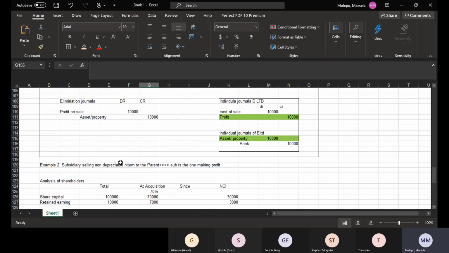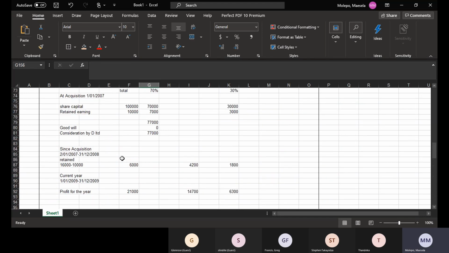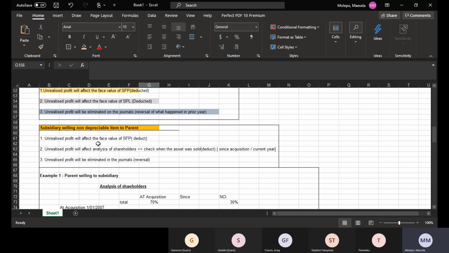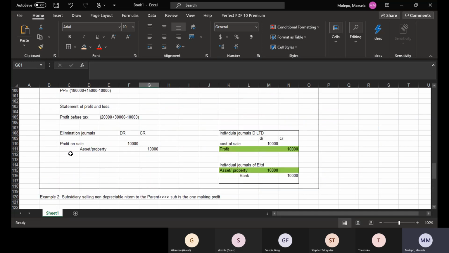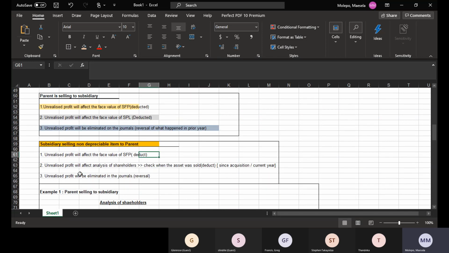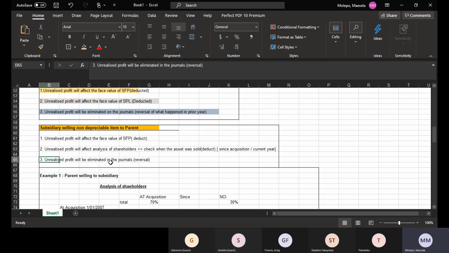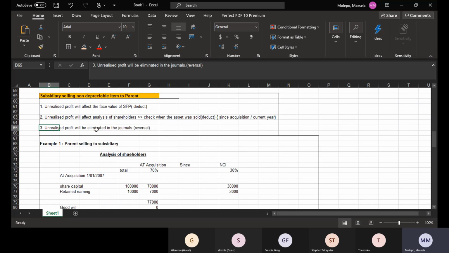So this is bullet point number one, the one I said when the subsidiary is selling to the parent, the unrealized profit will affect the face value of the SFP, then it must be deducted. Indeed, we did deduct it because we less the 10,000. So now we're going to go to the second portion, whereby we say the unrealized profit will affect the analysis of shareholders. So this one we already did. So bullet points number 2 and number 3, we already sorted them out because this one affected our since-acquisition, and then the unrealized profit was eliminated in the form of reversal. So it means bullet points number 1, 2 and 3, we already dealt with when the subsidiary is selling a non-depreciable item to the parent.